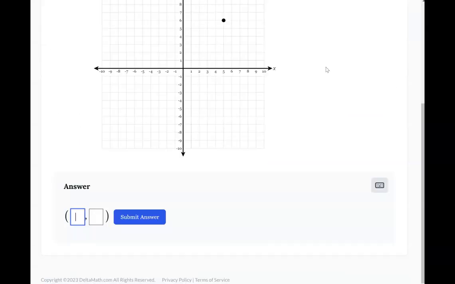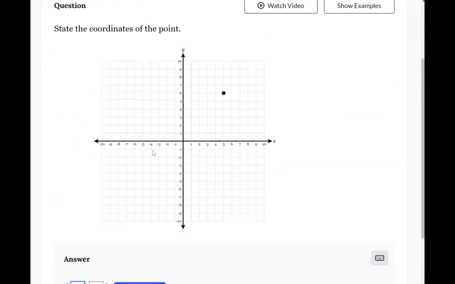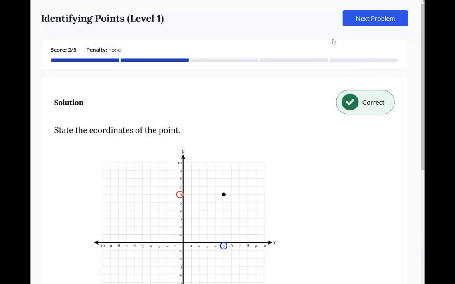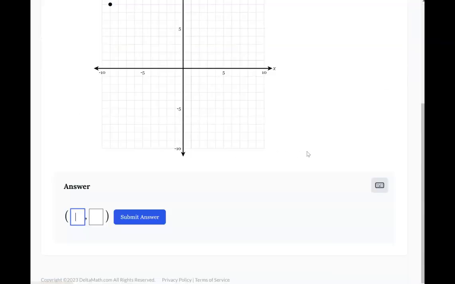Let's try this one more time. Again, I do the left or right x-axis value first. So it looks like it lines up with 5 on the x-axis. So from the point, if I go down to the x-axis, I line up with 5. And if I go to the y-axis, I line up with 6. So again, x is first. 5 comma 6. So that's what I'm going to type down here. Submit your answer.